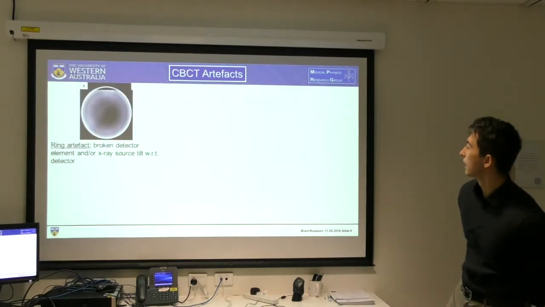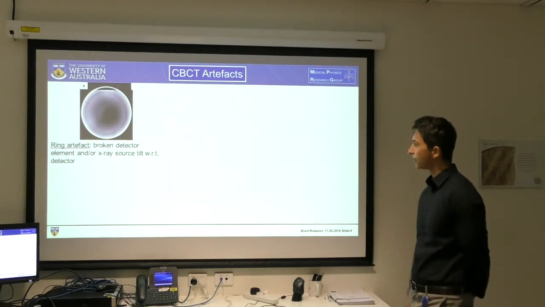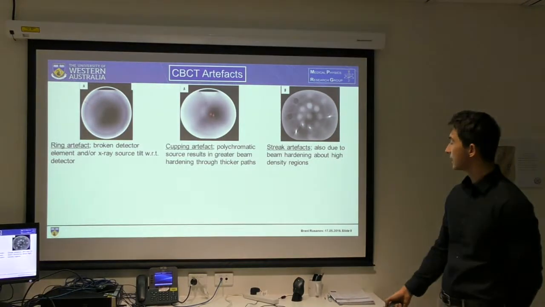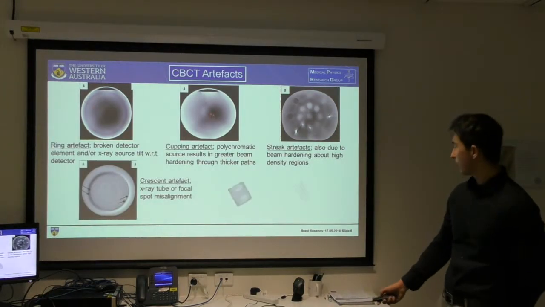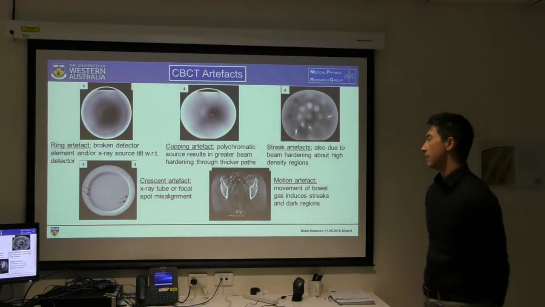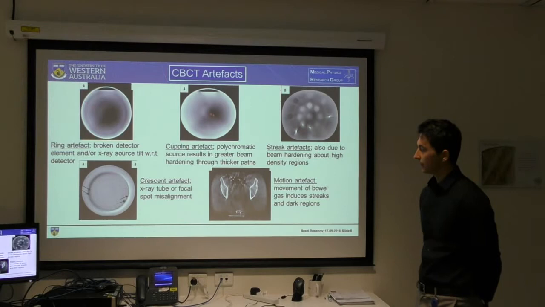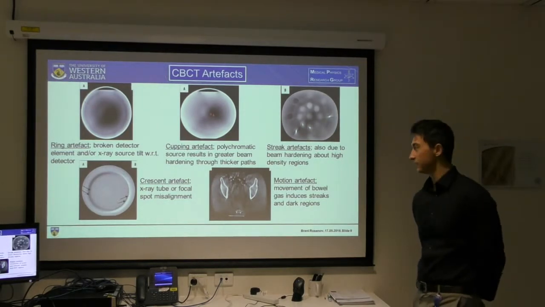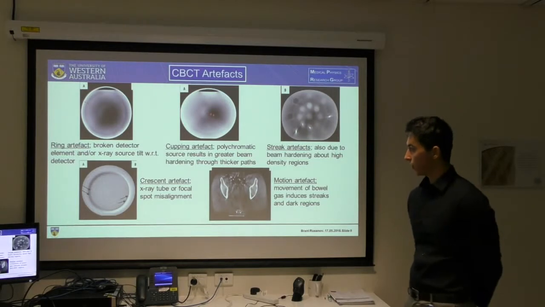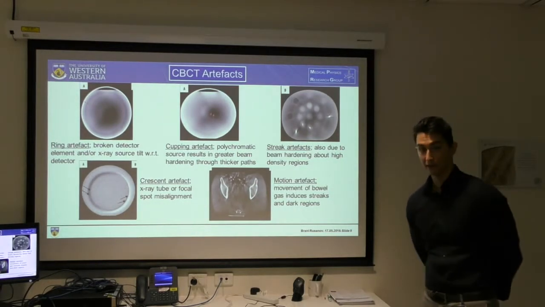So again, some typical artifacts that are present in CBCTs: you have ring artifacts, cupping artifacts, streak artifacts, crescent artifacts, and motion artifacts. They're present in normal CTs, but exemplified in CBCTs, again due to the larger cone shape and just inherent to the modality.